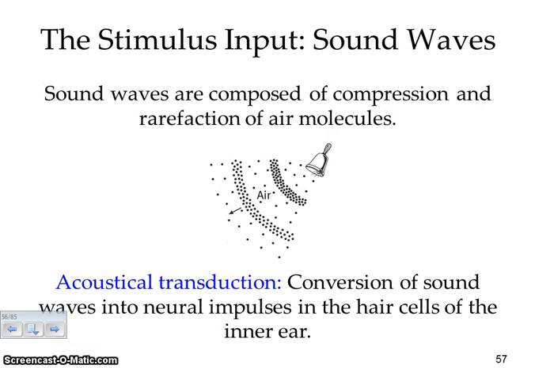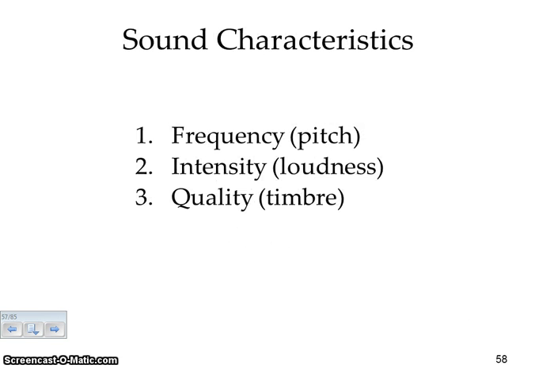So now we're going to look at hearing. Sound waves are composed of compressed and rarefied air molecules. So we have acoustical transduction: the conversion of sound waves into neural impulses in the hair cells of the inner ear. We have hair cells in our ear, and they get impulses, and send those impulses to our brain, and our brain is going to make sense of those sounds.